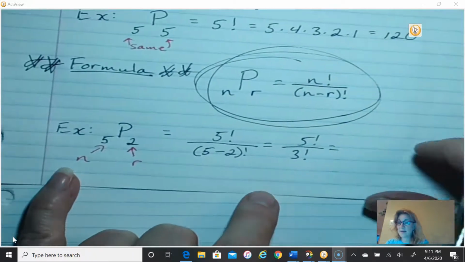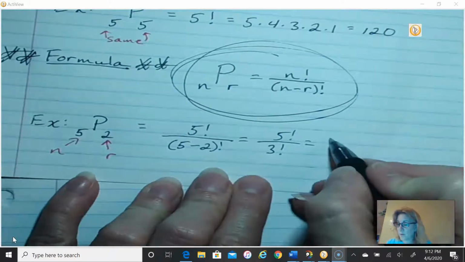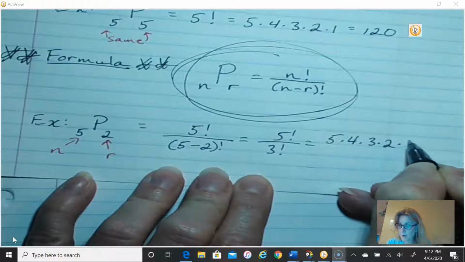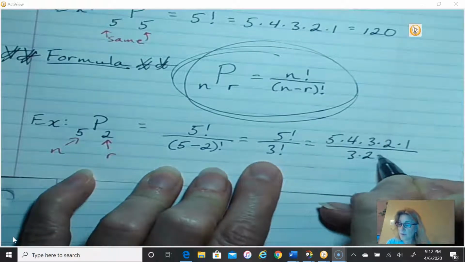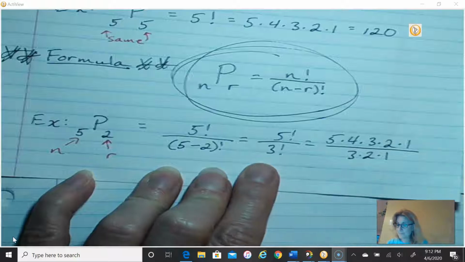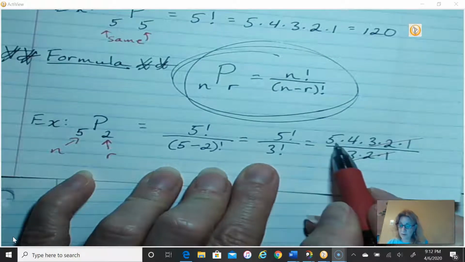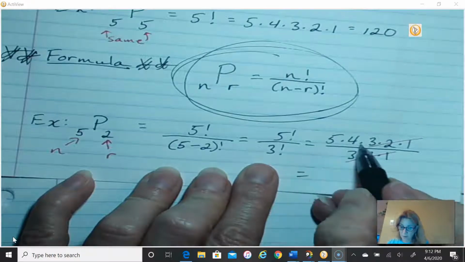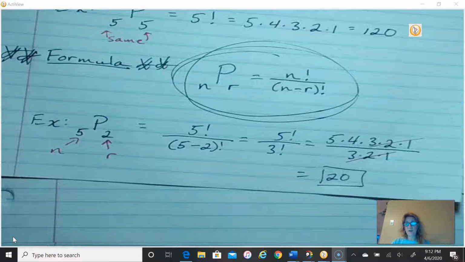And that is, y'all may need to review this one or rewind. 5 times 4 times 3 times 2 times 1 over 3 factorial, times 2 times 1. Let these cancel out and you're left with 5 times 4. What is 5 times 4? 20. Very good.